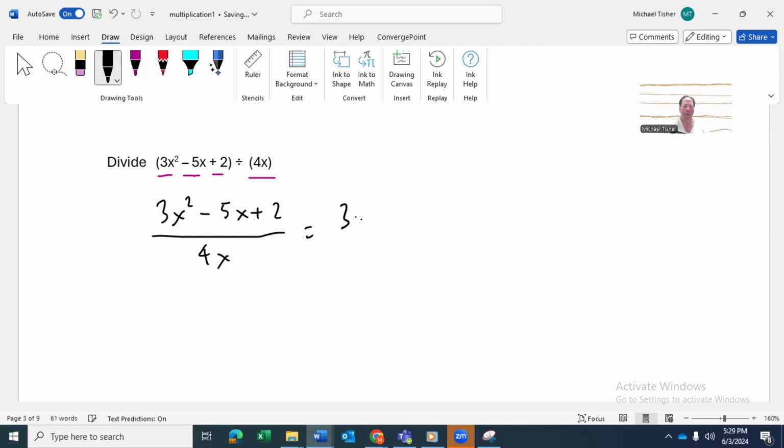And so the first term is 3x squared, so we'll put that over the 4x. The next term is negative 5x, not plus 5x, but literally negative 5x, because subtracting is the same as adding a negative. And so since we're adding a negative 5x, the next term is literally a negative 5x, and we'll put that over the 4x. And then the last term is 2, so it's going to be plus 2 over 4x.